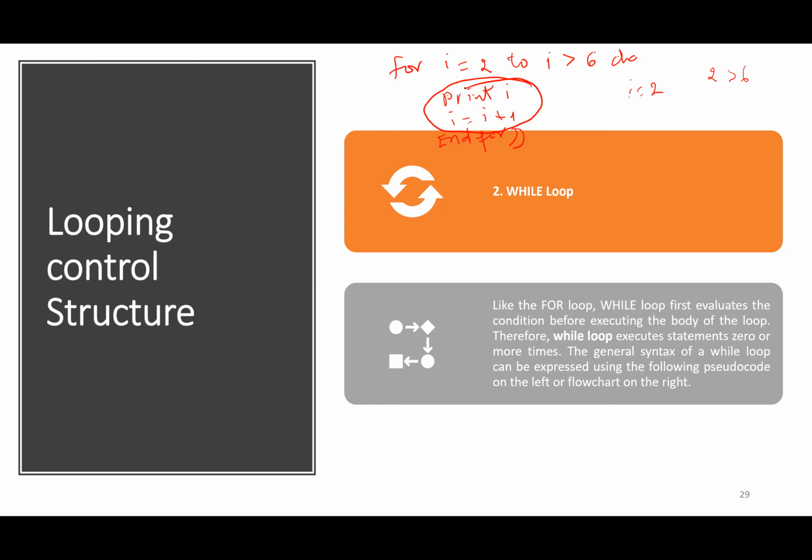This is why they are saying here, therefore, the while loop executes the statement 0 or more times. It is 0 times when the condition fails the first time, but one or more times when the condition does not fail the first time.